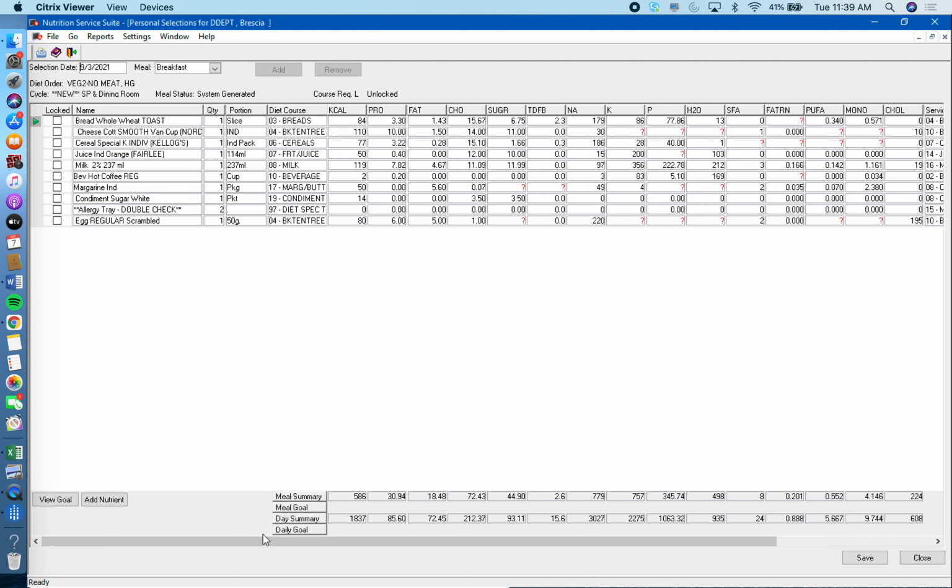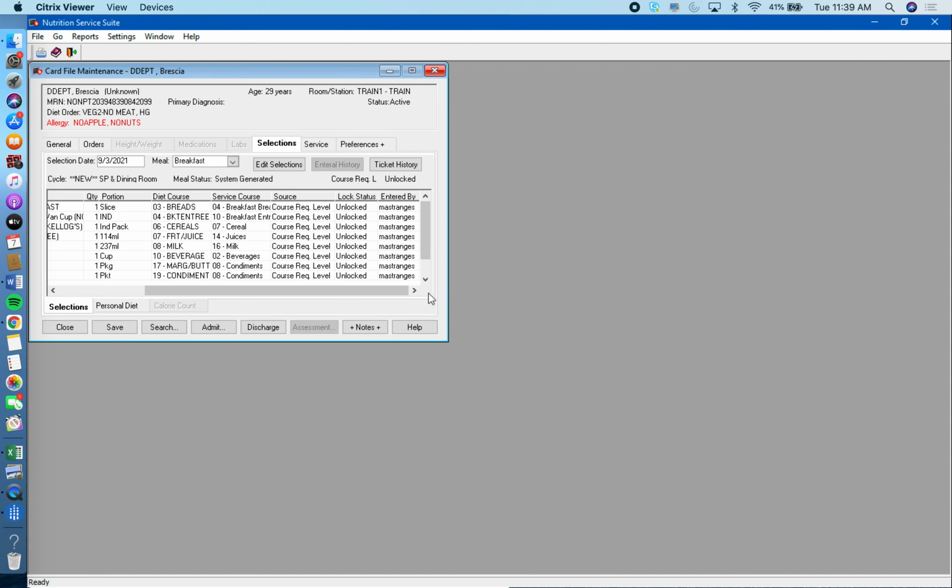So that answers the next question. So how many calories are they getting in one whole day? That's 1,837 calories and 85.6 grams of protein. Okay, we can just press close.